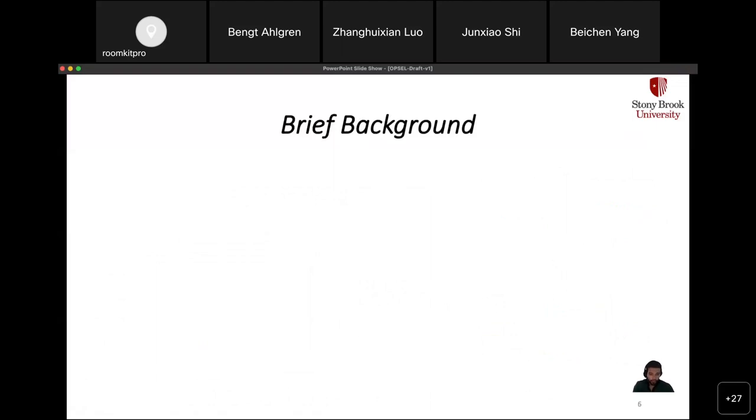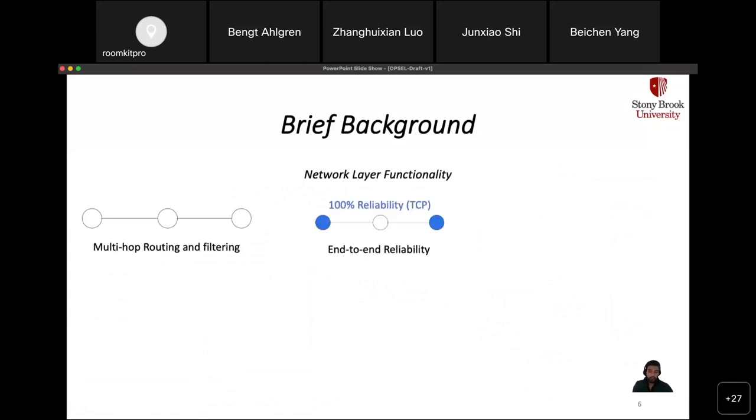So, a brief background before we jump into details. Network layer functionality is essentially multi-hop routing and filtering, and end-to-end reliability. For example, TCP provides 100% reliability. And it's agnostic to the physical layer and the medium. What that means is that TCP, for example, shouldn't care if it's running on 802.11 Wi-Fi, b/g/n/ac, 5 GHz or 2.4, or even Ethernet. It should work regardless.